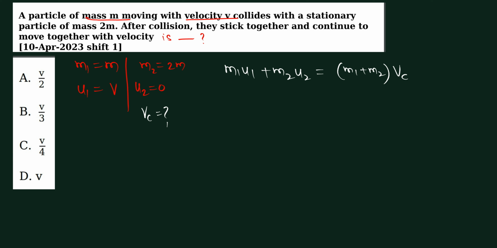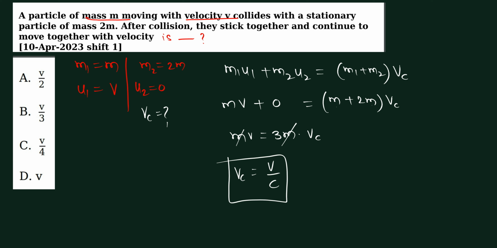What is M1 value? M1 value is M, U1 value is V. M2 value is 2M, but U2 value is 0, and 0 into something is 0. So MV equal to (M plus 2M), which is 3M, into Vc. Both sides M gets cancelled. Then Vc equal to V by 3. They both move with the common velocity of V by 3. So which one is matching your answer? B is matching. So answer B is the right answer.